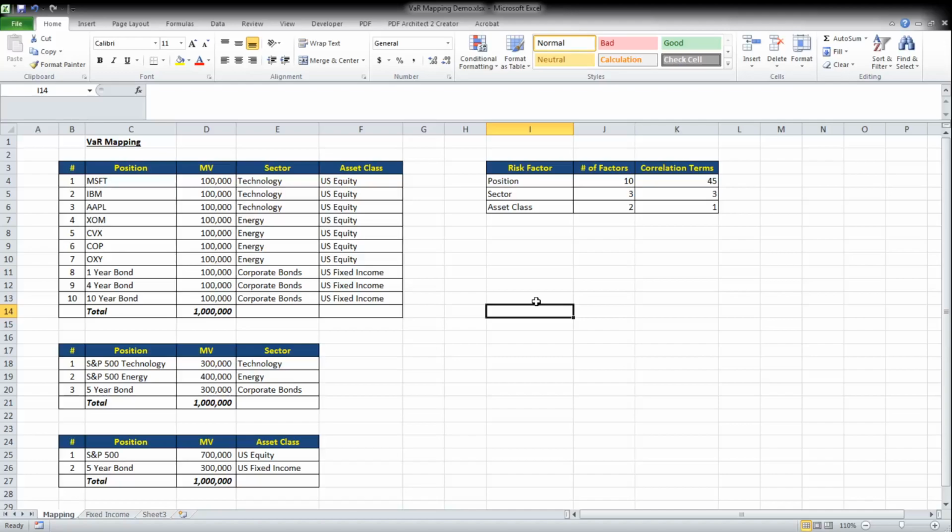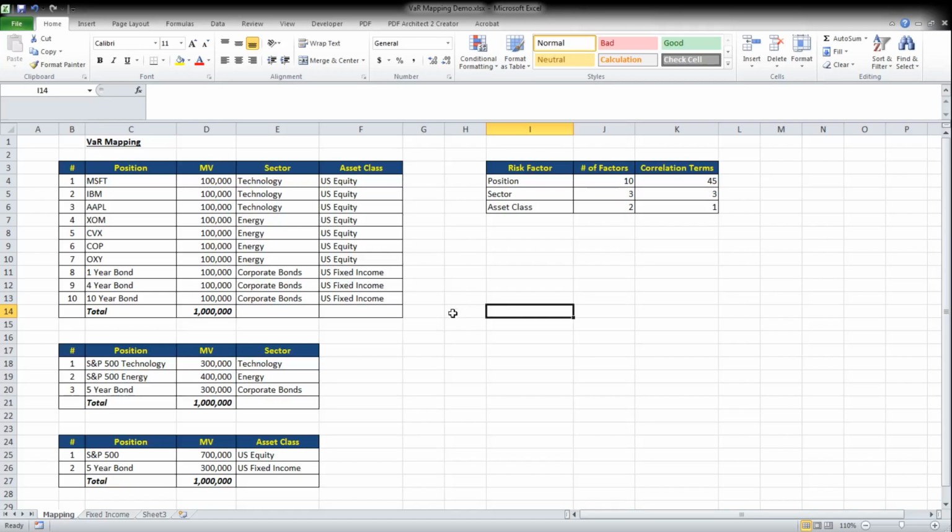Hi everyone. Today's lesson is VaR mapping. So we will look at a hypothetical example of a portfolio and try to illustrate the concept of mapping a large number of individual positions to a smaller set of risk factors and how this may help us in calculating VaR or any other risk measure for a portfolio.